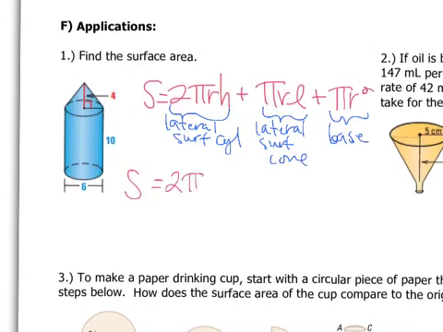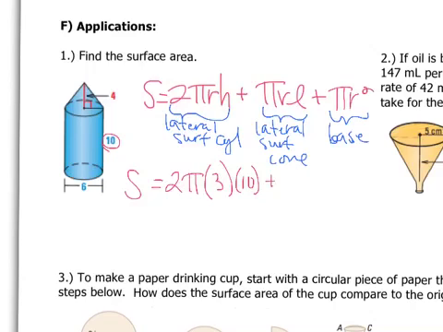So bring down your 2 pi. We're going to leave this in terms of pi. What's the radius of our cylinder? 3. And the height of the cylinder is the 10. So does the height of the cone not matter? That first part was the lateral surface of the cylinder.